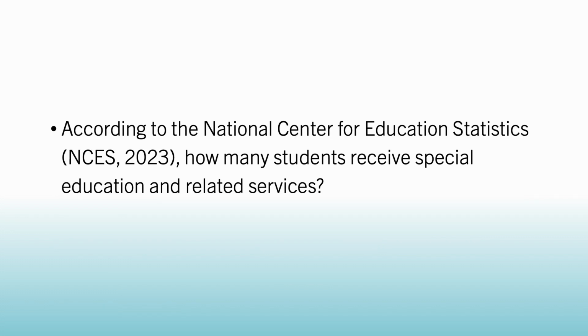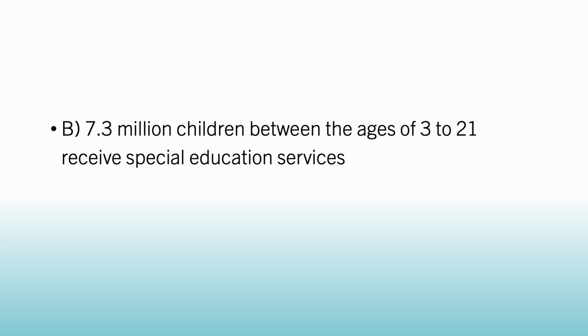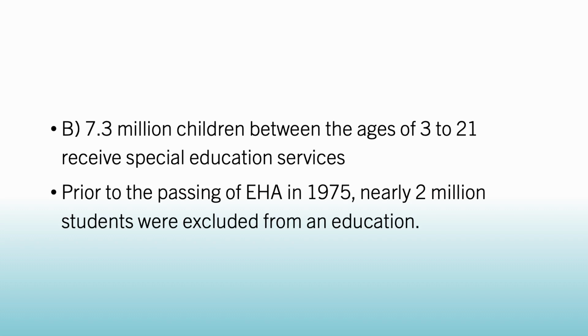The next question is, according to the National Center for Education Statistics, how many students receive special education and related services? A, 6.2 million, B, 7.3 million, or C, 10.4 million? The correct answer is B, 7.3 million children between the ages of 3 to 21 receive special education services. Prior to the passing of EHA in 1975, nearly 2 million students were excluded from an education in public schools.